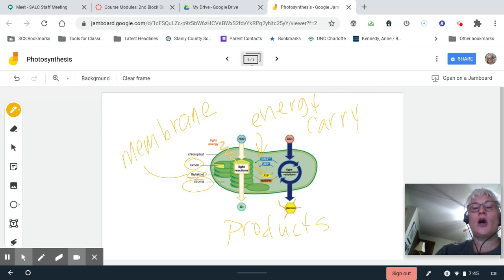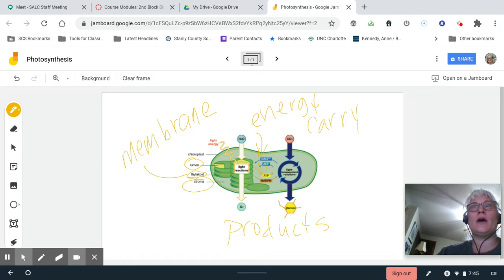Then carbon dioxide is going to be used in the light independent reaction. And that carbon dioxide is going to be combined with these hydrogens from the NADPH and the energy from the ATP. And it's going to build a glucose molecule. And so at the end, it's going to have a glucose molecule, which then can combine with other glucoses and make starch, and it is stored in plants, typically in their roots.